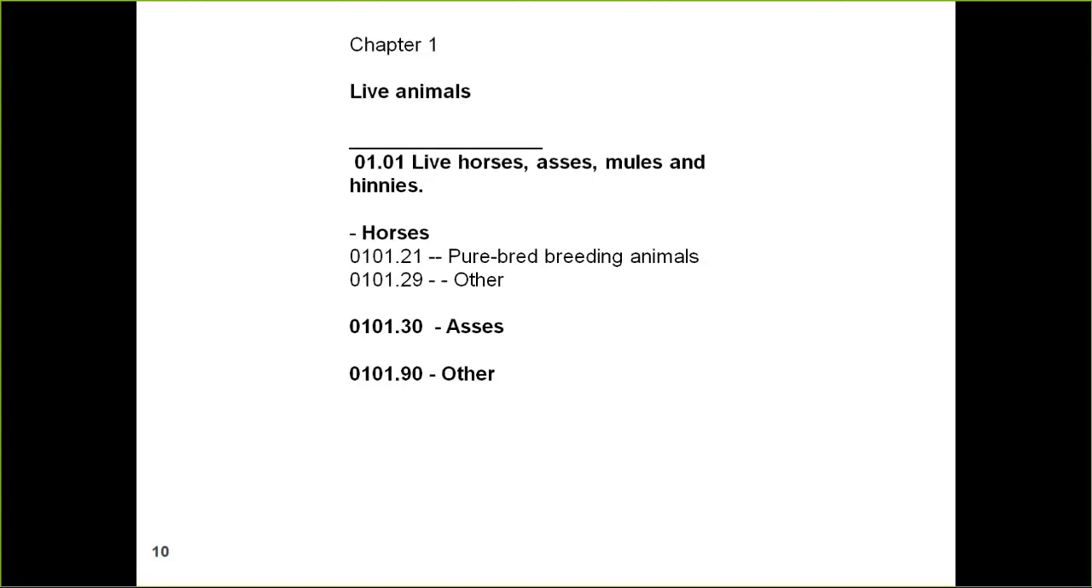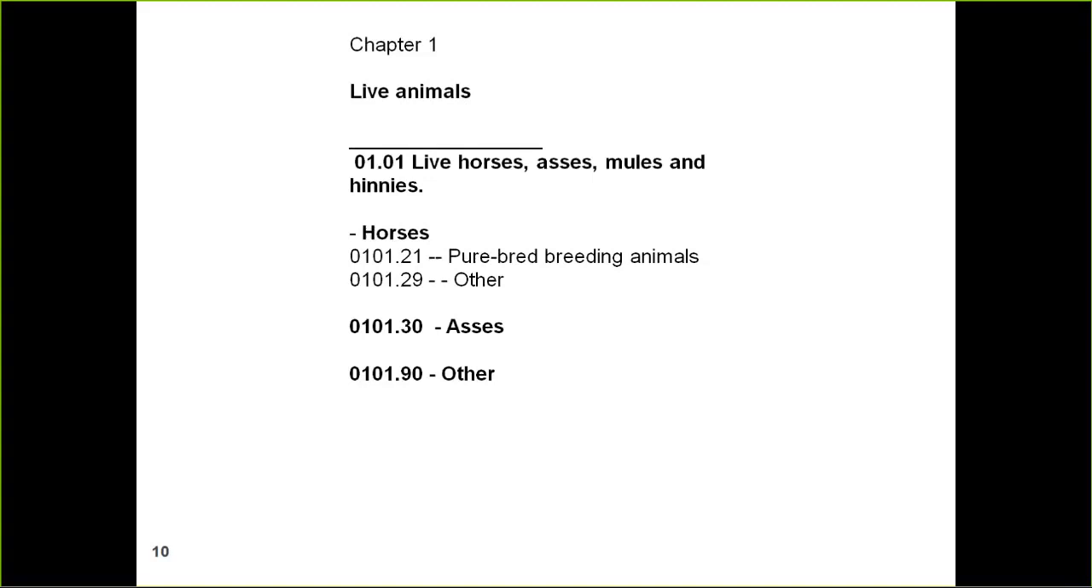Horses would be one subheading, one primary subheading, and that is why you notice a dash, a single dash, before horses. You notice what appears to be a hyphen, a dash before horses. So this is a primary subheading. The other primary subheading is asses, 010130. And the third primary subheading is other. That is other animals than horses and asses. That would include your mules and hinnies. So other actually refers to mules and hinnies, because notice the other subheadings already cover horses and asses.